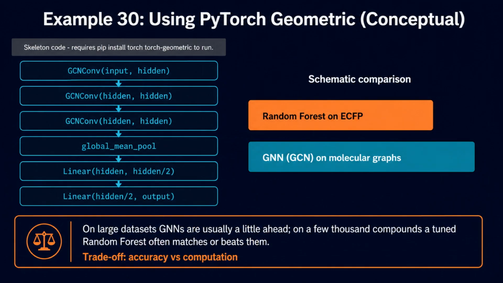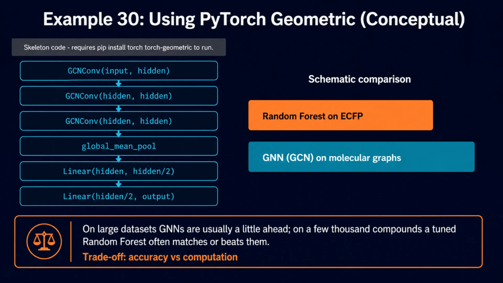Example 30 moves to a real library, PyTorch Geometric, as a conceptual skeleton rather than runnable code. The model class stacks 3 GCNConv layers, applies global mean pooling to collapse atoms into one molecular vector, and finishes with 2 fully connected layers. Molecules are converted into the library's data objects, carrying node features and an edge index.